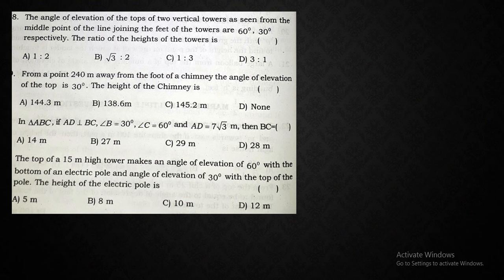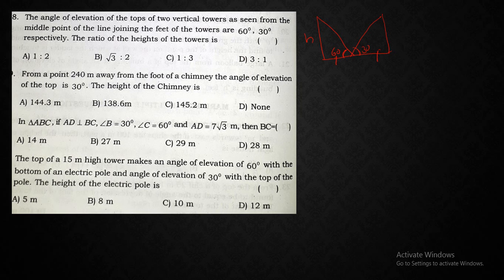Next, the angle of elevation of the top of two vertical towers as seen from the middle point of the line joining the feet of the towers. So there are two towers. The angles of elevation are observed as 60 degrees and 30 degrees. So this is 60 degrees and this is 30 degrees, and as given, from the middle point, that means this length is equal to this length. So if these two lengths are equal, then the heights are different. Okay, then the ratio of their heights.